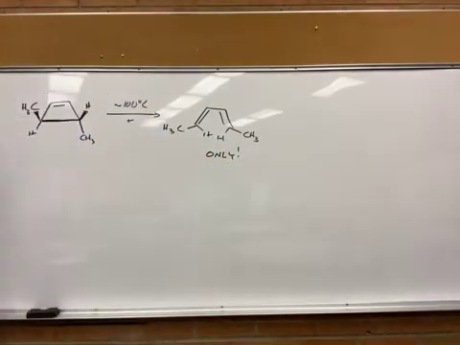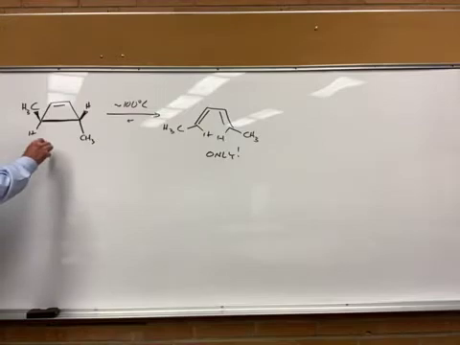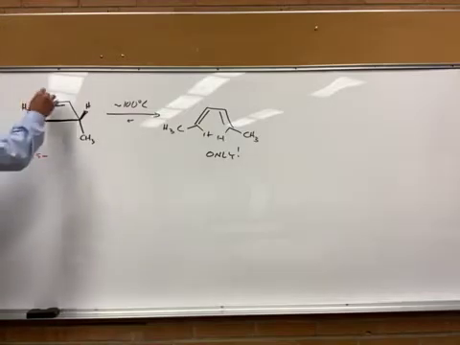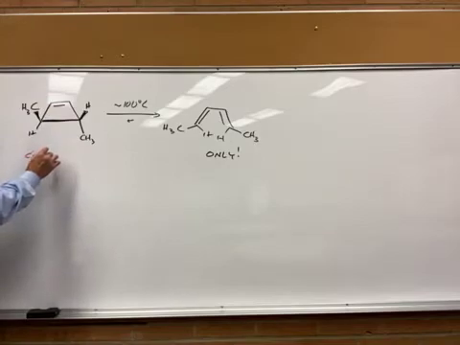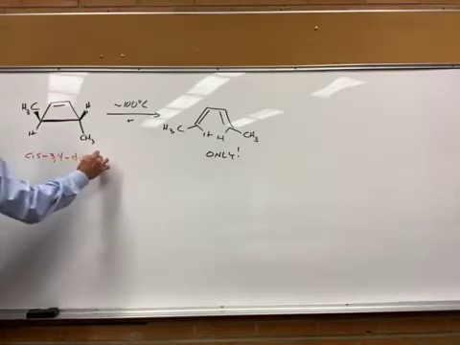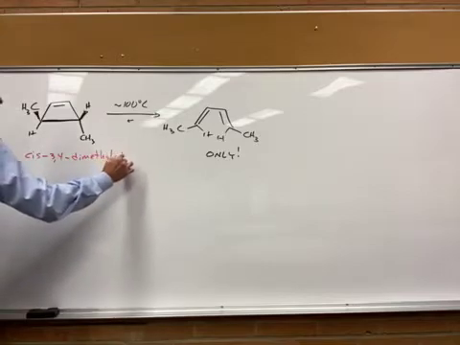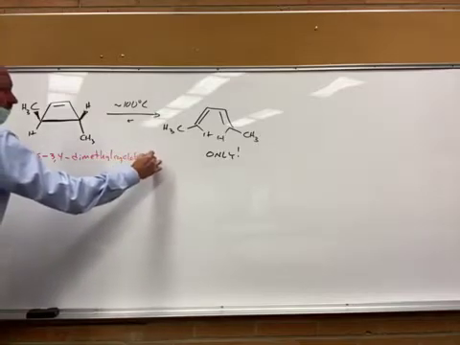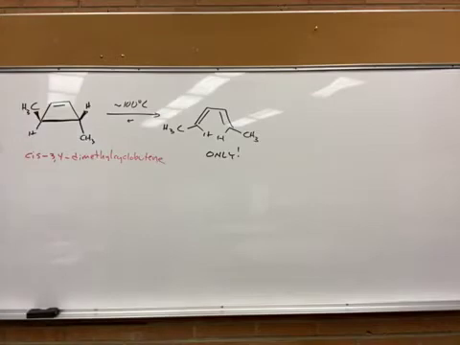Is it cis and trans because the methyls are on the same plane? You got it, plane. Yep, and this would be cis, yes, correct. So technically, this is going to be cis-3,4-dimethylcyclobutene. So that's what that molecule would be.